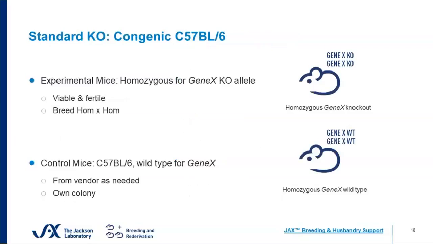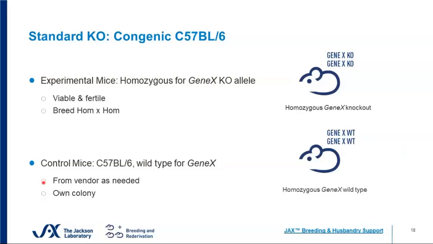So what I'm going to do is just use this as an example as we talk about how to size your colony, just using a standard knockout that's on a congenic C57 Black 6 background. So we're talking about a knockout for gene X. Experimental mice are going to be homozygous for that gene X knockout. Those homozygotes are viable and fertile, and we can breed homozygous knockout to homozygous knockout. Control mice are going to be C57 Black 6 mice, which are wild type for gene X.